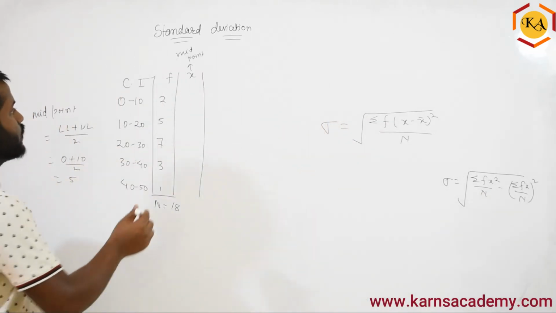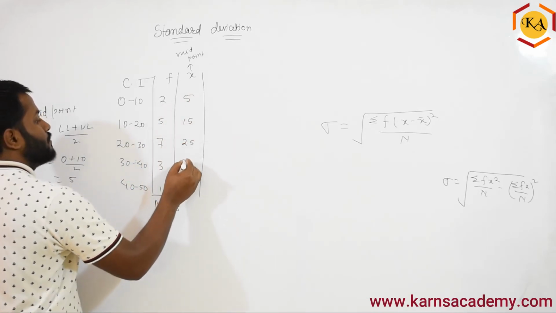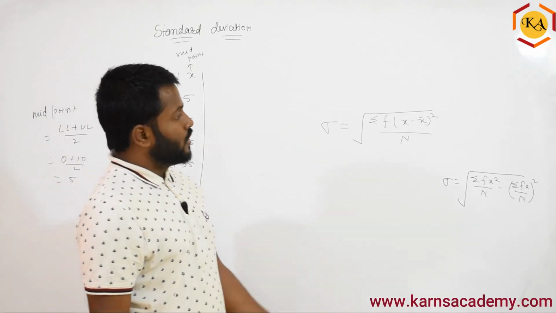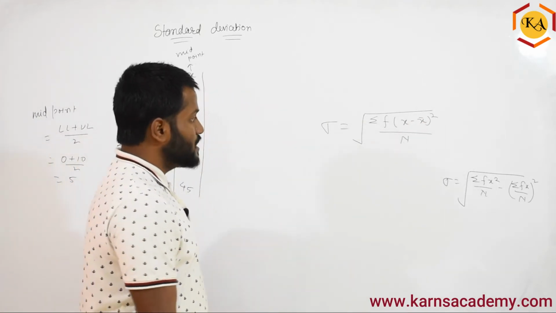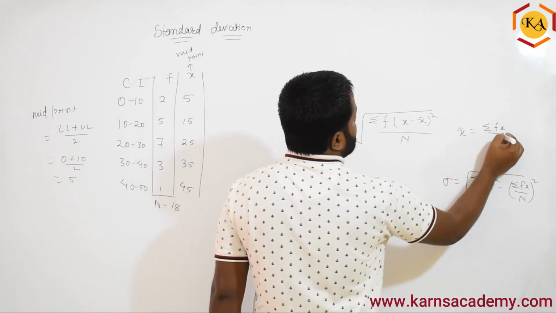Okay. Now, what is the midpoint over here? 5, 15, 25, 35 and 45. Now, if you have to find mean, what is the mean formula? So x bar in continuous data, I am going to use summation fx by n.